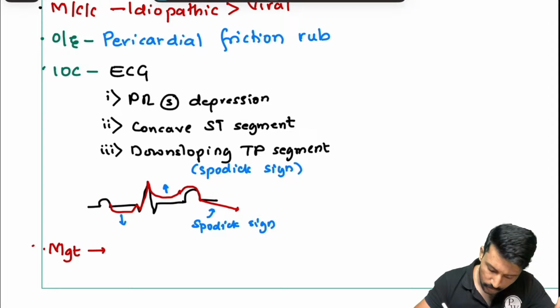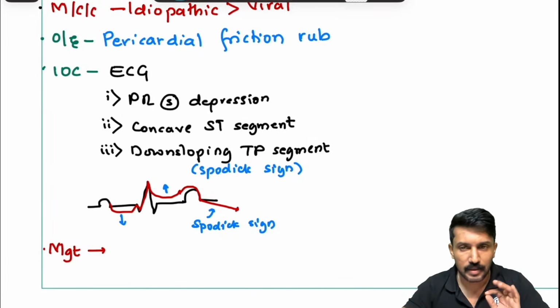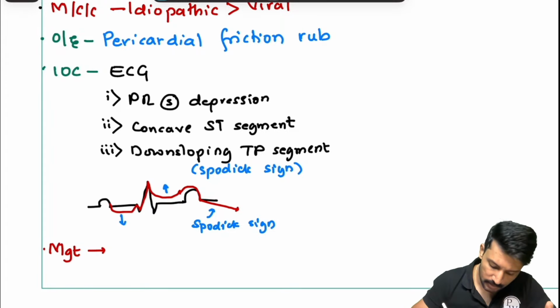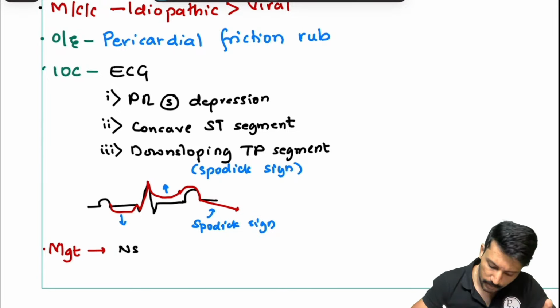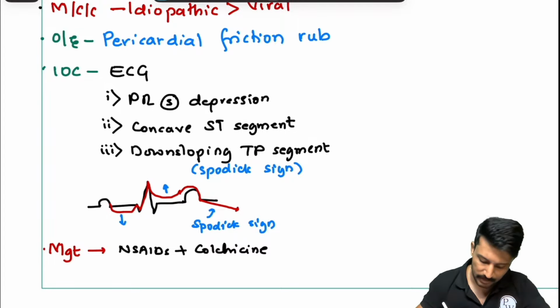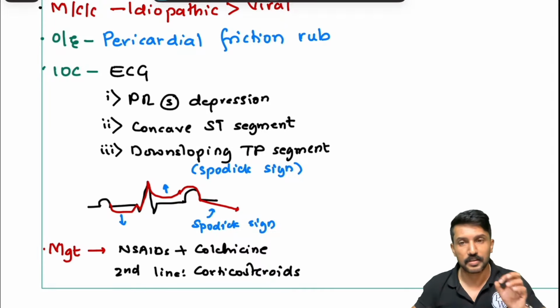Management primarily focuses on symptomatic treatment, because more than 50% of cases are idiopathic, and the remaining are viral, so we will try to treat them symptomatically. And what is the treatment of choice or the first line management? First line management will be NSAIDs, and you can also consider giving colchicine. We may consider steroids as the second line treatment. Second line treatment is using corticosteroids if the NSAIDs and colchicine are not helping, right?